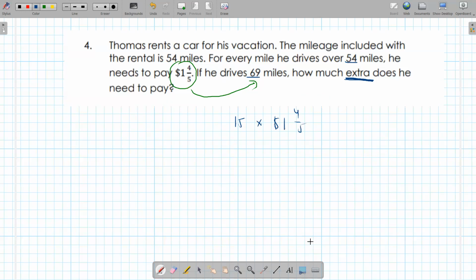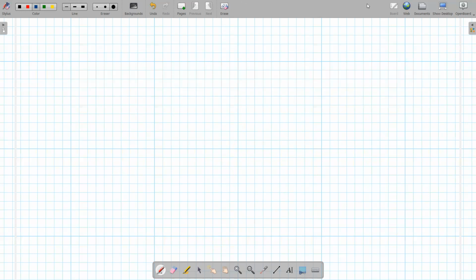So that's 15 times 9/5. What's 15 times 9/5? Anything cancels out? The 5 and 15. Right, so 5 goes into 15 3 times. We're left with 3 times 9, which is 27.